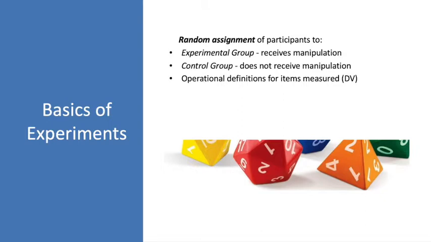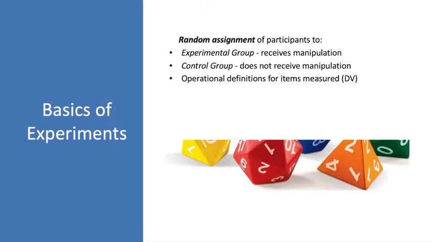So we talked about random selection, which is when everybody in the general population has an equal chance of being represented in your experiment. In experimentation, we also worry about something else, and it's called random assignment. Okay? And this is when the sample you got from the general population has an equal chance of being included in either the experimental group that receives the manipulation or a control group that does not receive the manipulation.